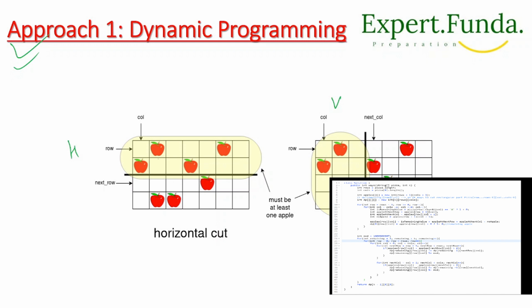Coming back to here, if we represent it in terms of row, column, and next row, it will look like this, as we have here the horizontal cut. And if you do this, the vertical cut, make sure that each piece contains at least one apple here, right? You have to cut in such a way that you get at least one apple in every slice.